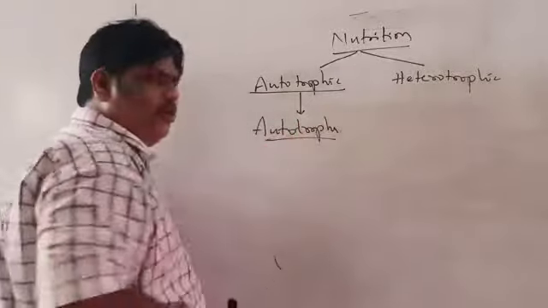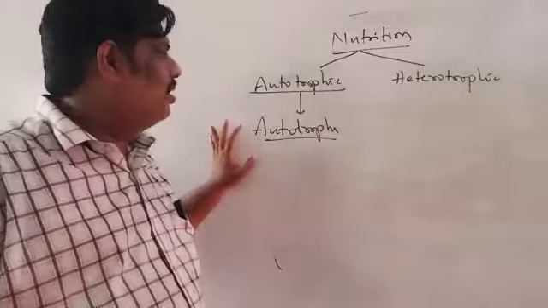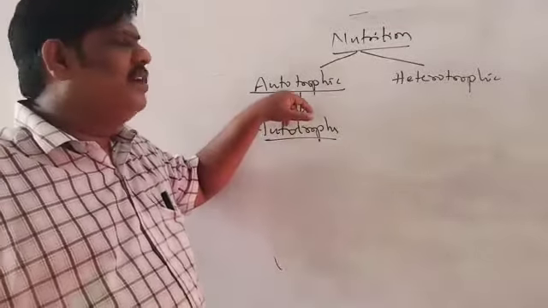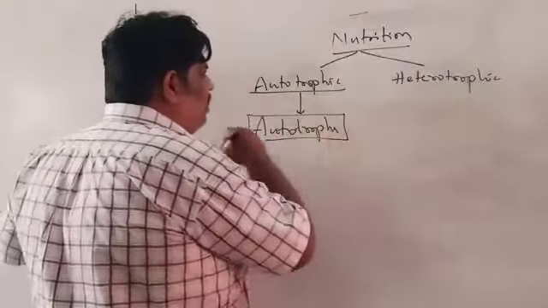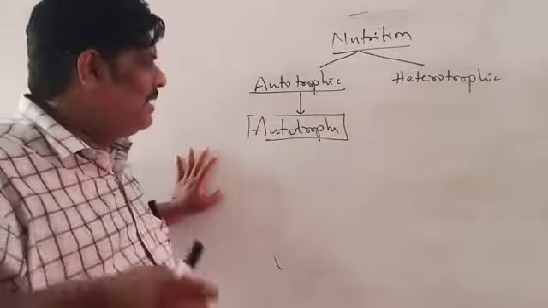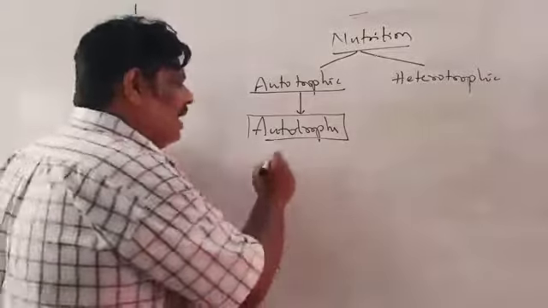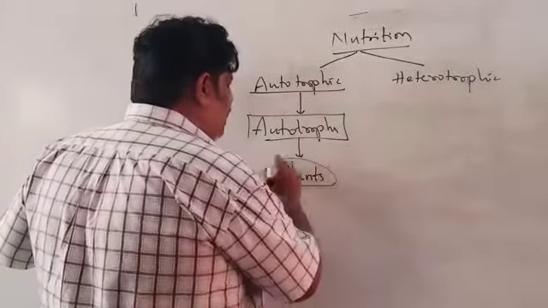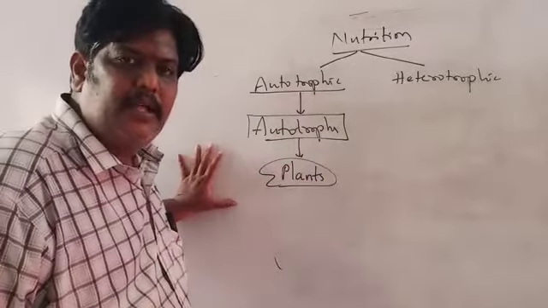And what are autotrophs? The organisms which can prepare their own food material are called autotrophs, and the mode of nutrition in them is the autotrophic nutrition. Can you give me an example of an organism which can prepare its own food material? The immediate answer will definitely be plants. Plants are the organisms which prepare their own food material.